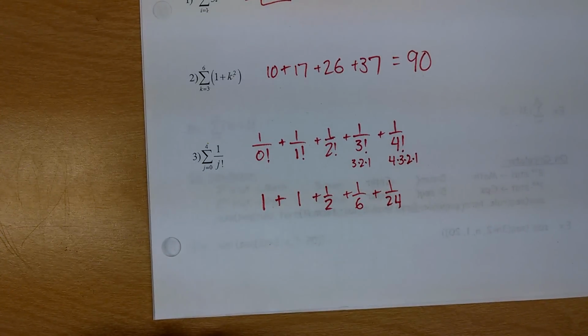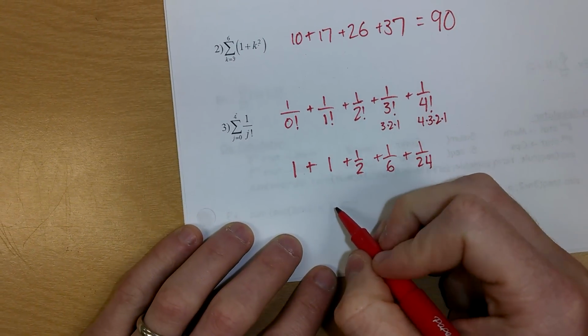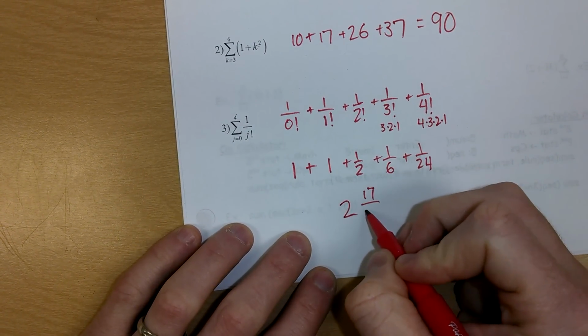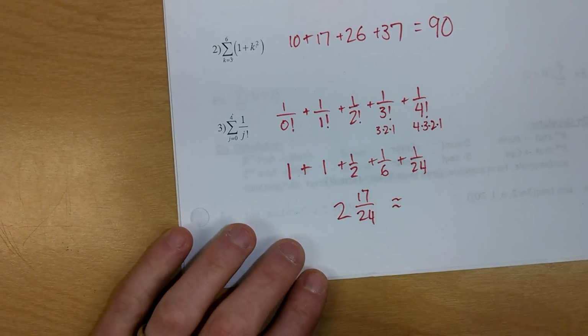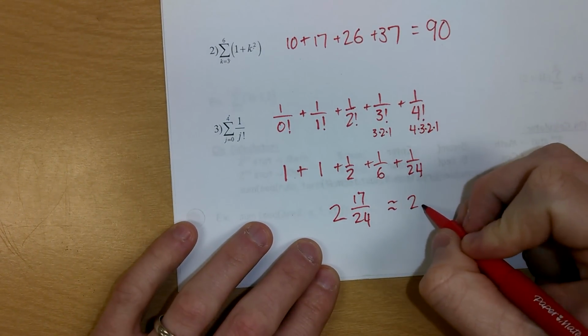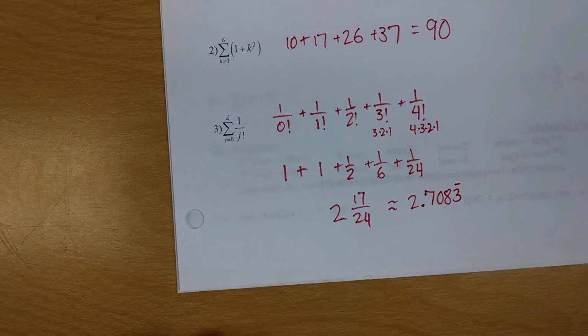If we find our common denominator and add these up, then we're going to get 2 and 17/24. Or if you plug it in your calculator and round, you're going to get 2.708, and the 3 is repeating.